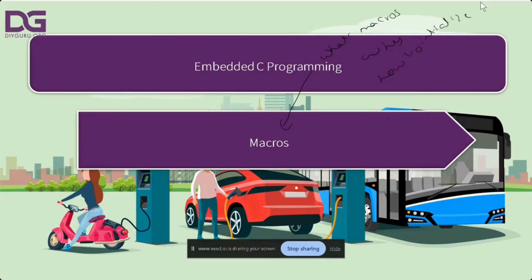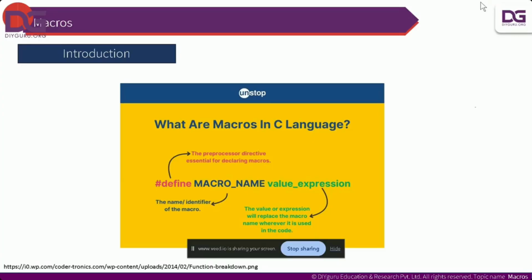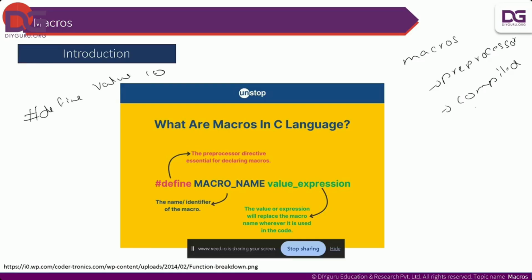So first is the macro. What is a macro? Here a macro just uses your preprocessor. First we have the preprocessor, then after the preprocessor, your code will be compiled. Say here I have an expression: we use a #define, a name, and a value equal to 10. So this is a macro variable, a macro name with a value.